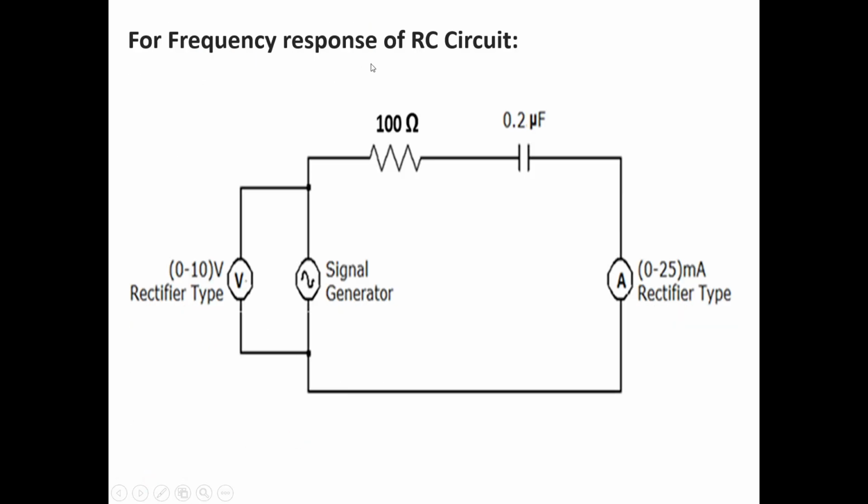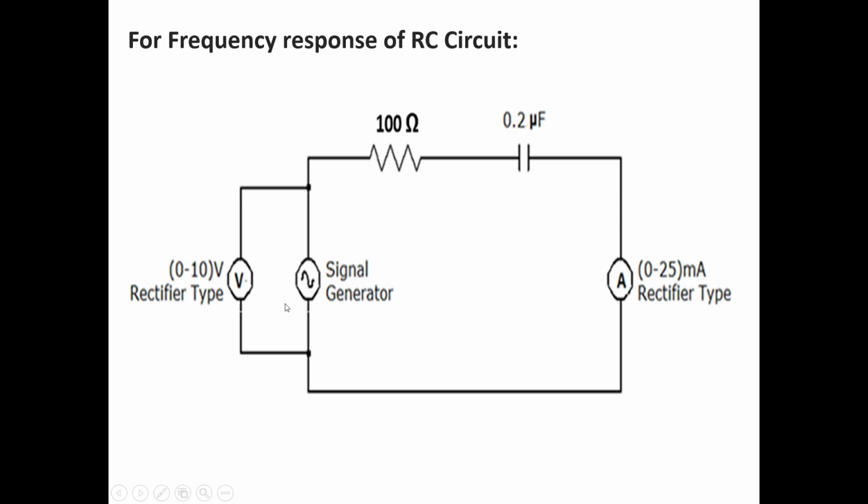Now, frequency response of RC circuit. To determine the frequency response of RC circuit, this is the circuit diagram. You can see R of 100 ohms and capacitance of 0.2 microfarad. They are connected in series. Input terminal of R is connected to signal generator. Output terminal of capacitor is connected to an ammeter.